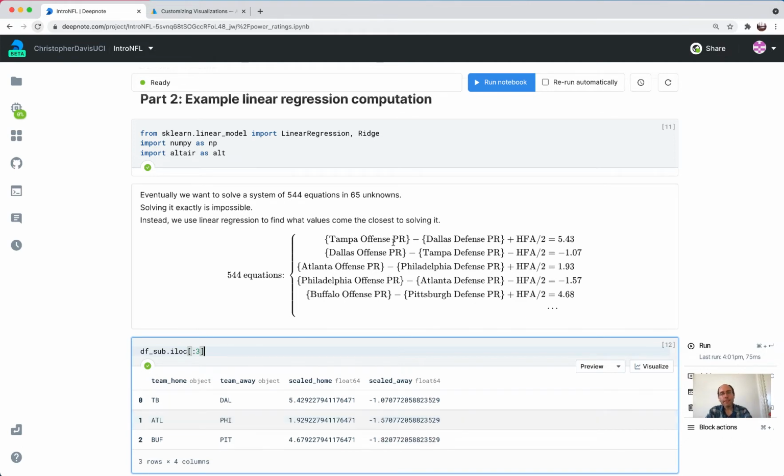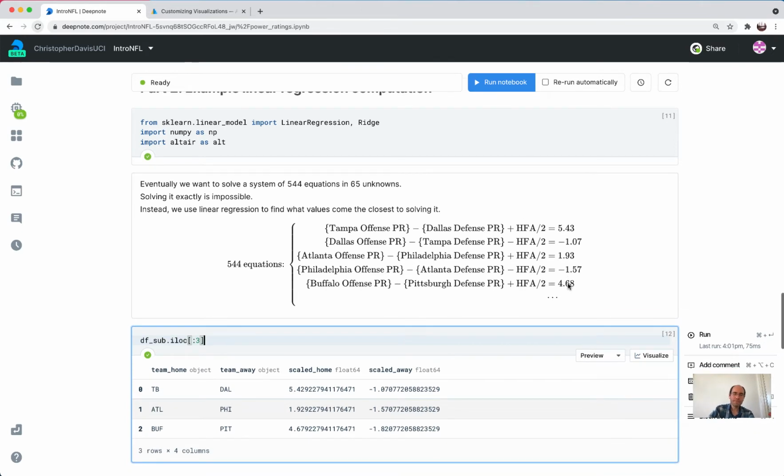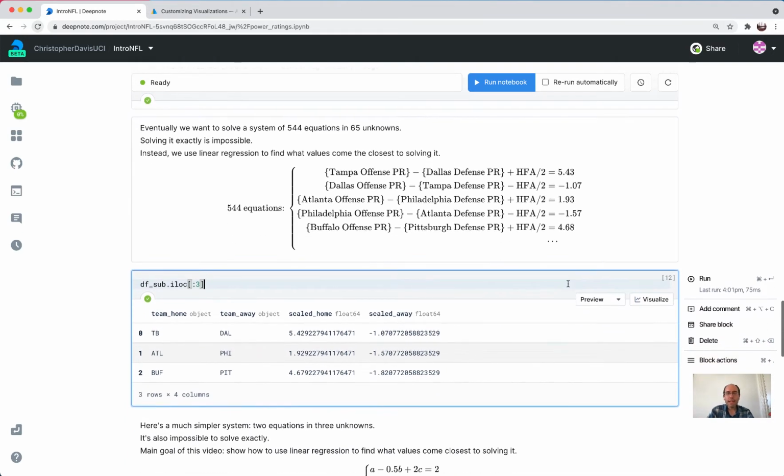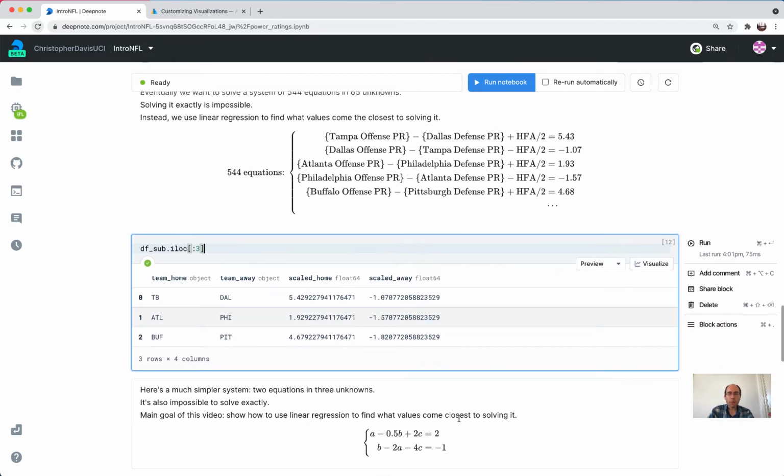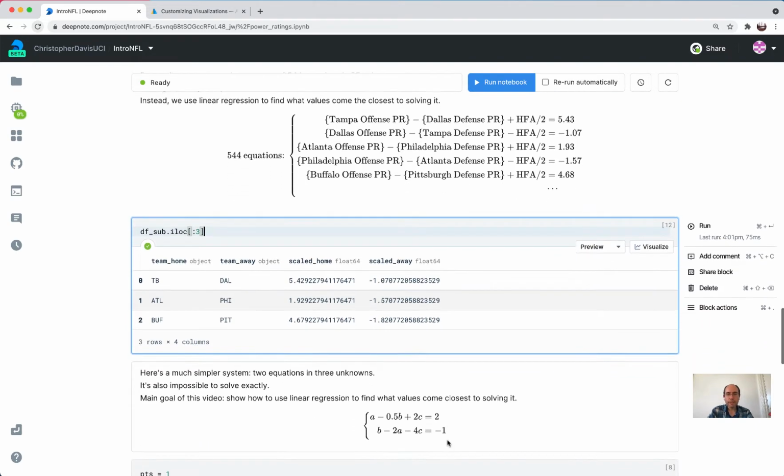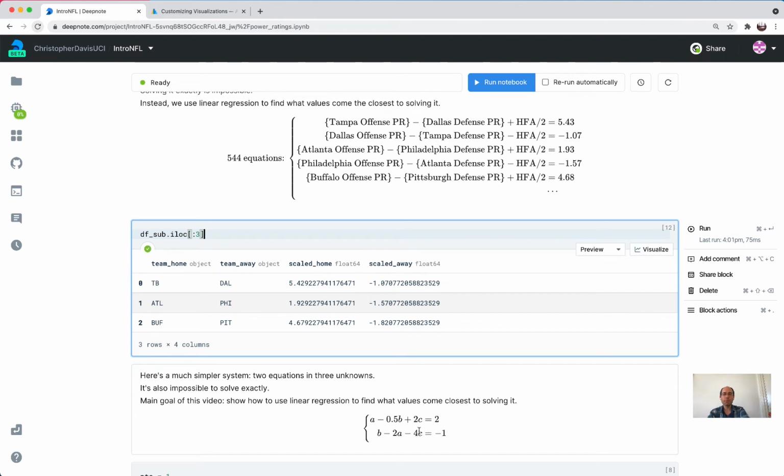And so rather than talking right away about how to solve, I shouldn't say solve, I should say how to find what 65 values of the unknowns come closest to producing these outputs, this 5.43, negative 1.07, etc. There's no exact solution. And rather than talking about that right away, I want to talk about a very similar thing, but with a much simpler system of equations.